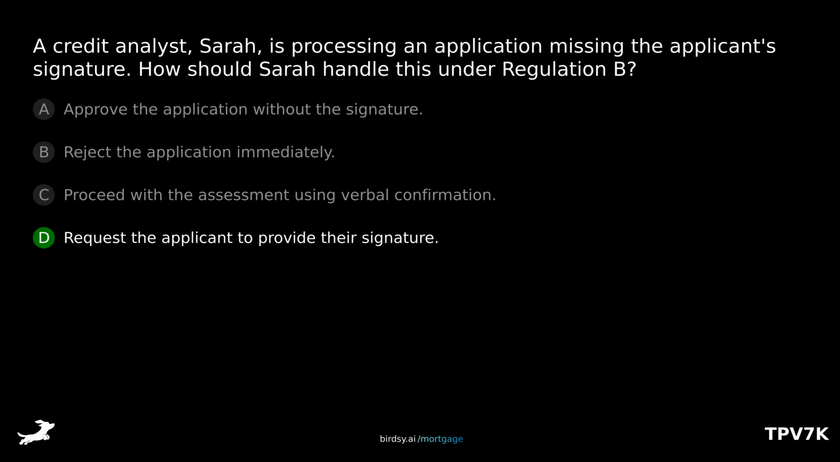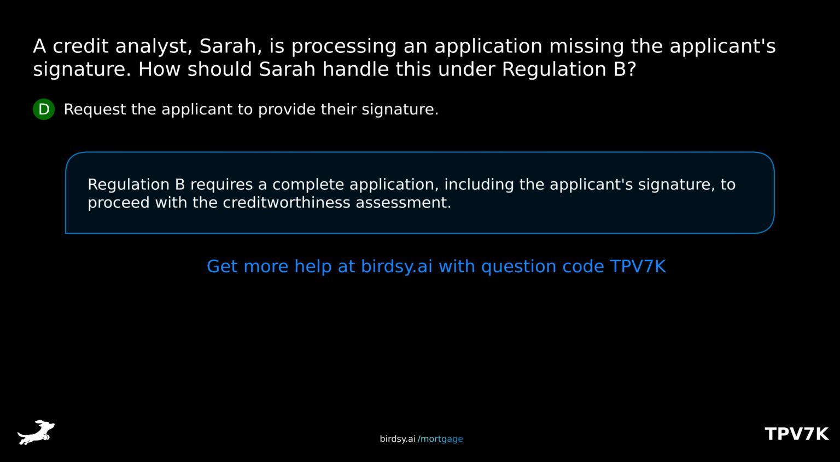The answer is D, request the applicant to provide their signature. Regulation B requires a complete application, including the applicant's signature, to proceed with the creditworthiness assessment.